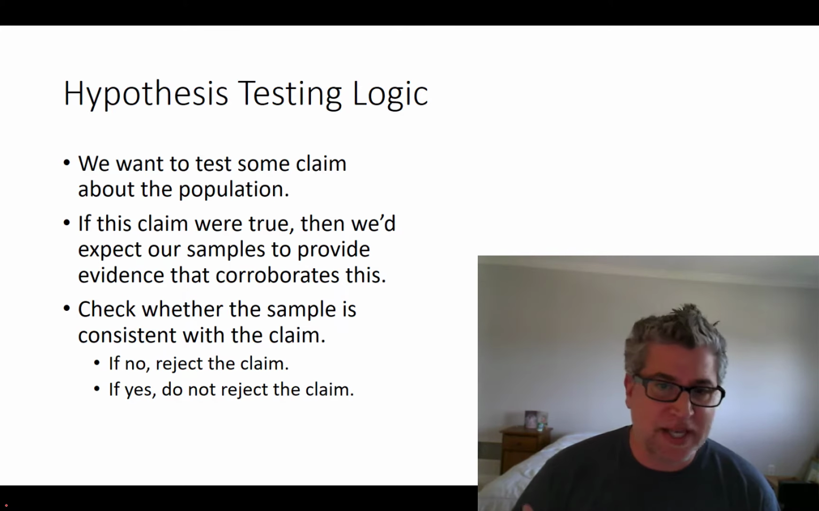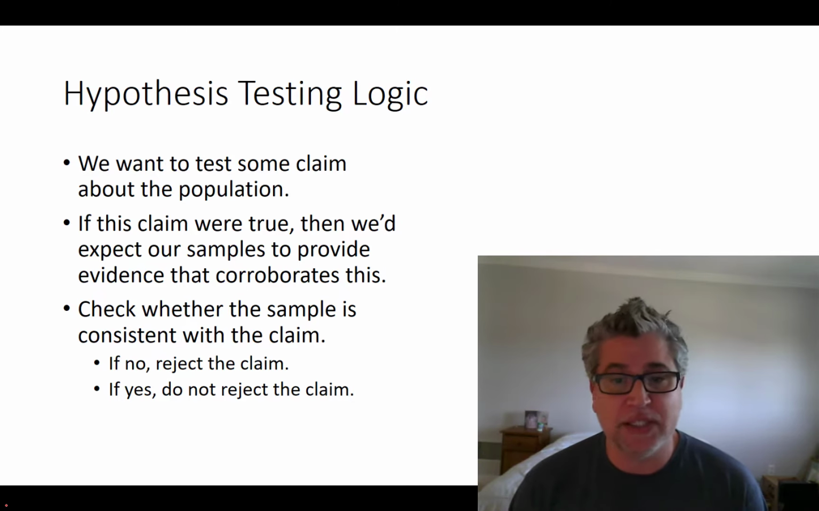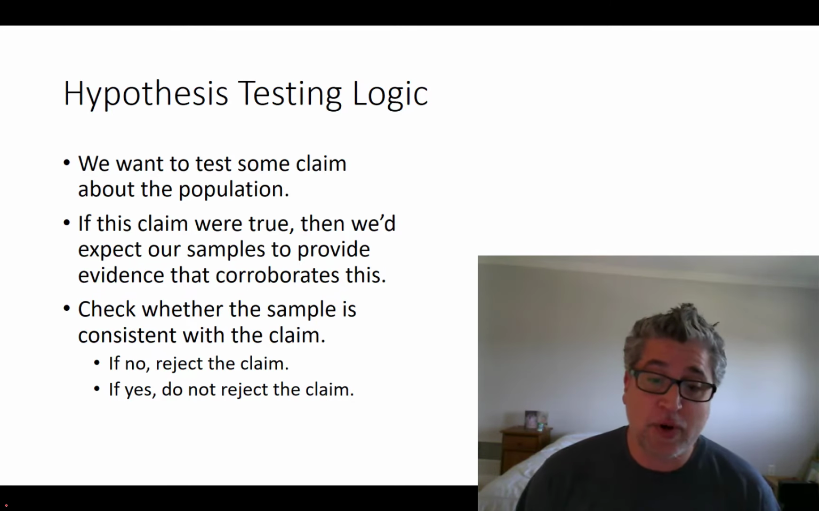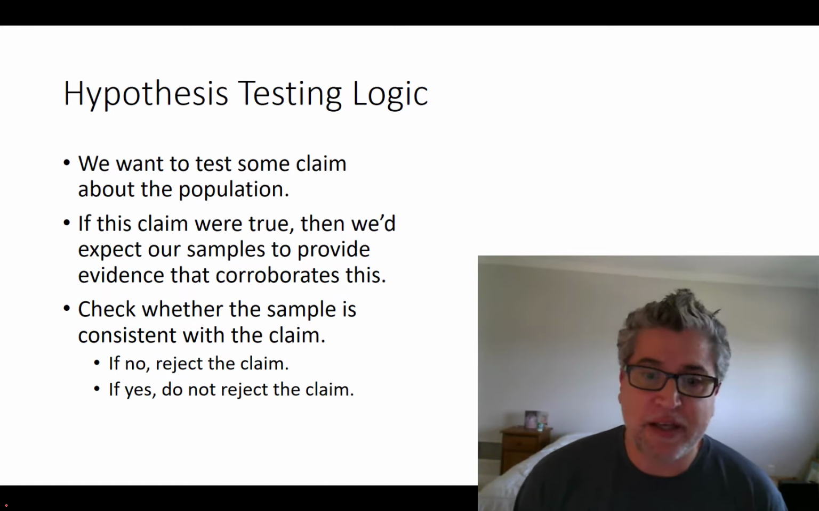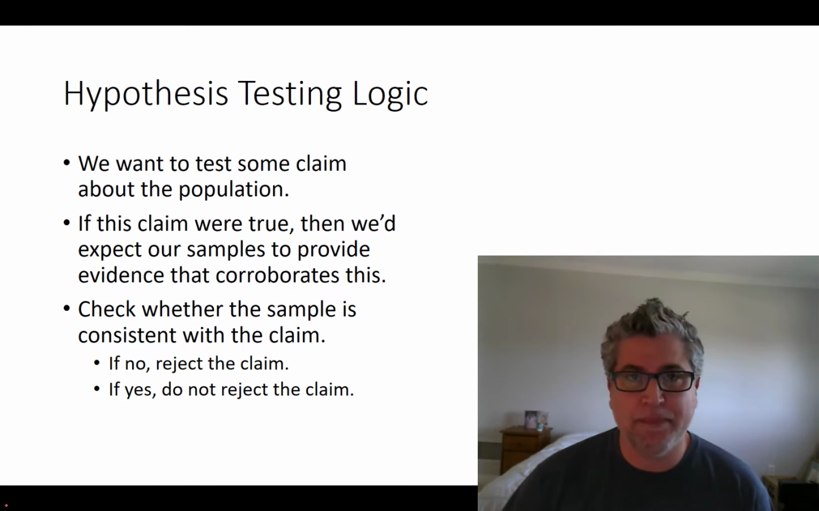So again, you want to test some claim about the population. If that claim were true, we'd expect samples to corroborate this. And if they do corroborate this, good, your claim is still valid. But if your sample is inconsistent with the claim, then you reject the claim.